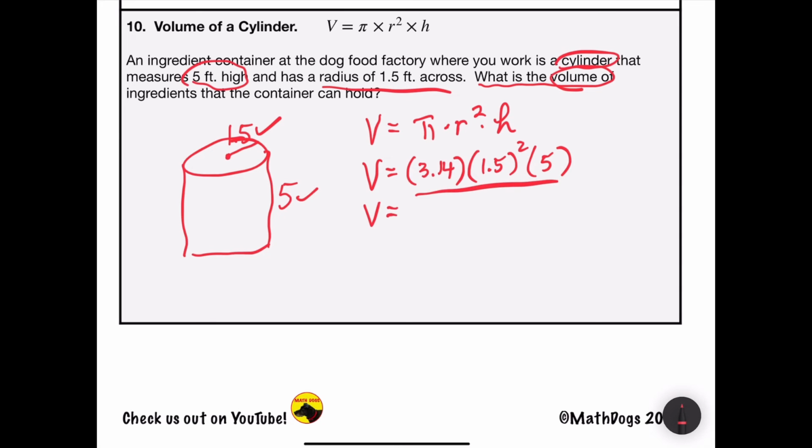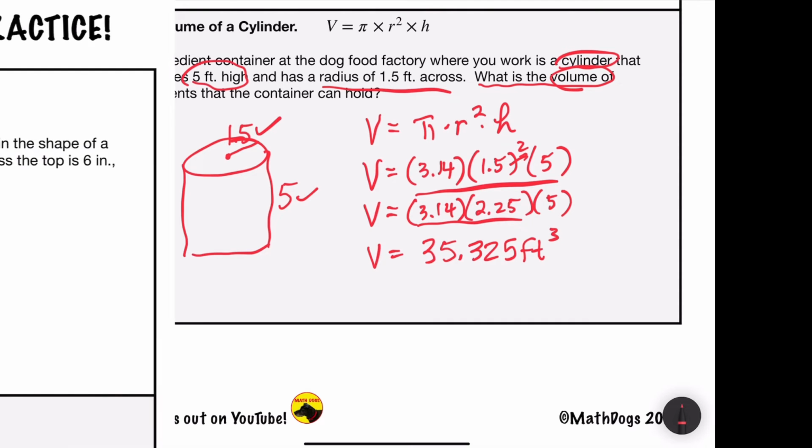It's just a little order of operations. First, I'm going to raise 1.5 to the second power. So 3.14, 1.5 times 1.5 is 2.25, and that's still going to be multiplied by 5. Now I just have to multiply those three numbers together, and when I punch 3.14 times 2.25 times 5 in a calculator, I get 35.325 cubic feet for the volume.